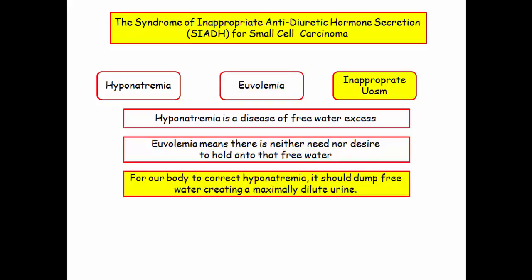For our body to correct hyponatremia, it should dump free water, creating a maximally dilute urine. If the sodium is low and the volume is normal, get rid of that water. We need to fix the hyponatremia, and this is fixed by dumping water. Dumping water dilutes the urine a lot. In SIADH, however, the urine is not dilute. I actually prefer to call this the syndrome of inappropriately concentrated urine.